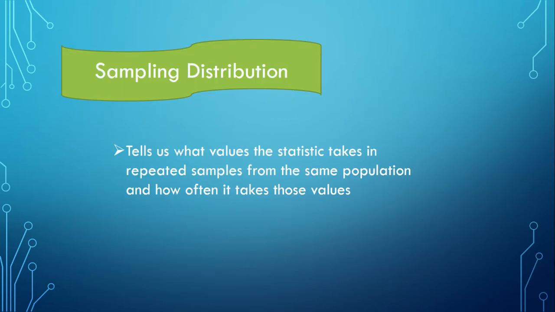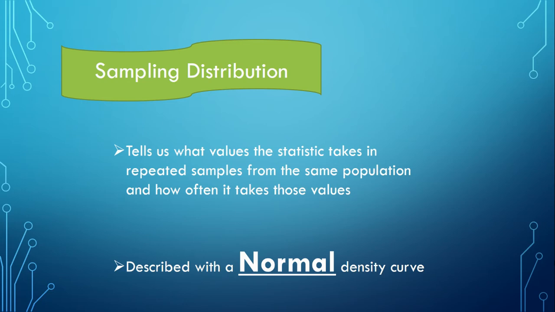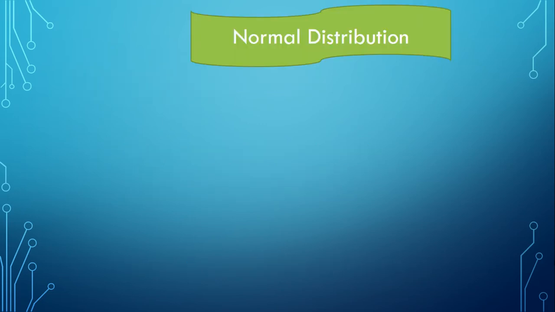Okay, a sampling distribution tells us what value the statistic takes in repeated samples from the same population and how often it takes those values. This is described with a normal density curve. Okay, normal is capitalized, bolded, and underlined because we spent an entire chapter learning about normal density curves. So let me review the entire chapter in one slide here.